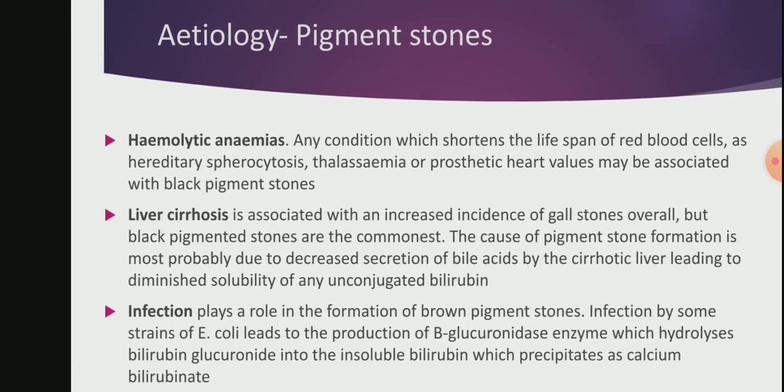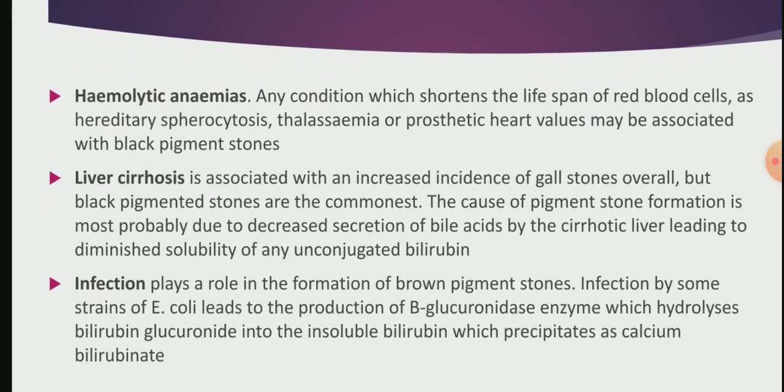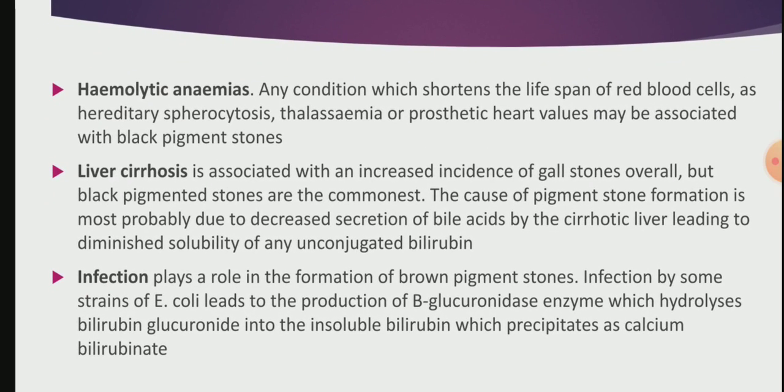Pigmented stone is related to hemolytic anemia, any condition that shortens the lifespan of the RBCs, as in hereditary spherocytosis or thalassemia or prosthetic heart valves, and may be associated with the black pigmented stone. Liver cirrhosis as well as infection play a role in the formation of the brown pigmented stone.